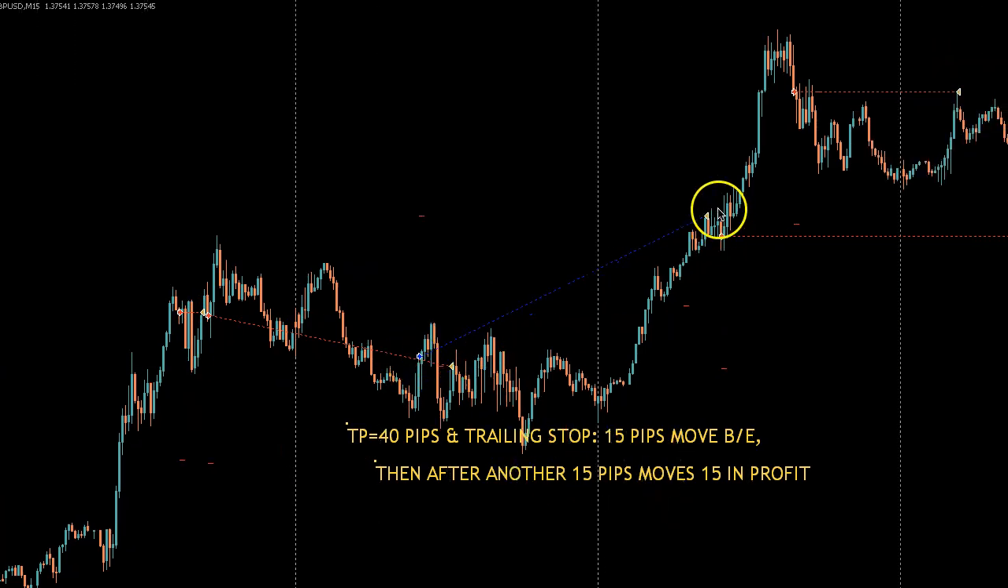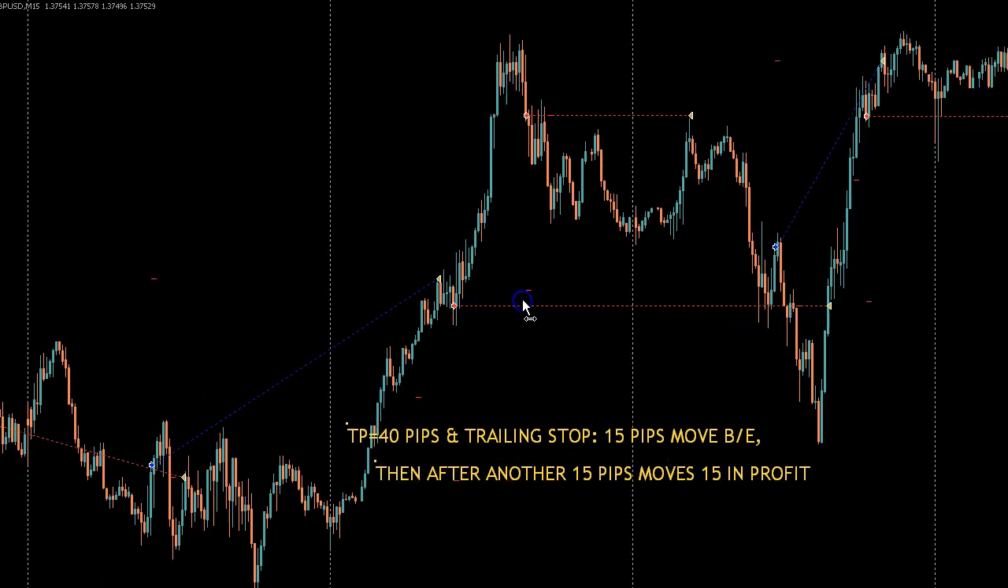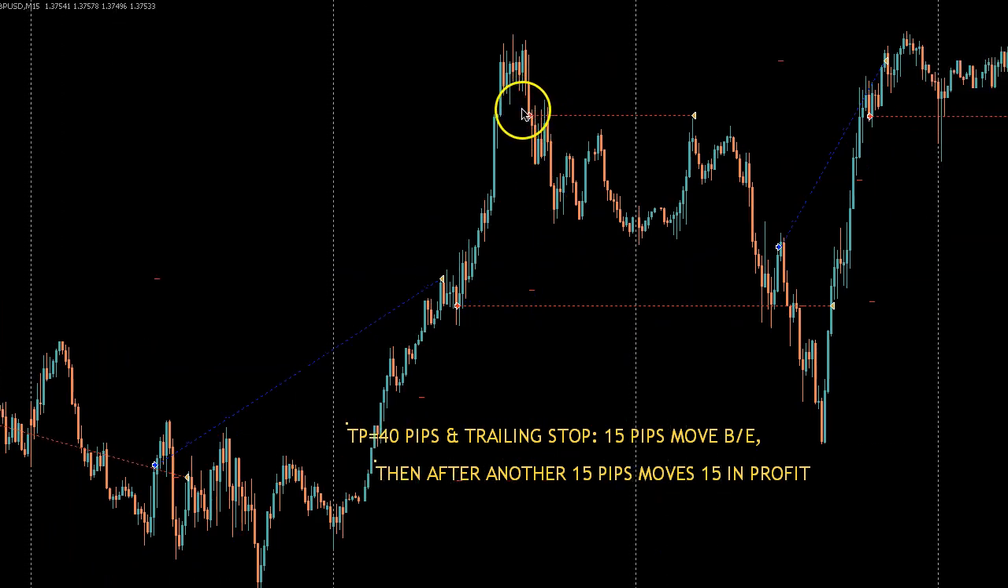In here, this is a nice 40 pip move right over here. This is an example of one of those trades that takes you out and then eventually, boom, it goes your way. So this is one of those unfortunate trades where it did go down 15 pips, it moved to break even right here, took me out, and then eventually it went down, and more or less I could have gotten my initial 40 pip take profit, which unfortunately didn't happen.